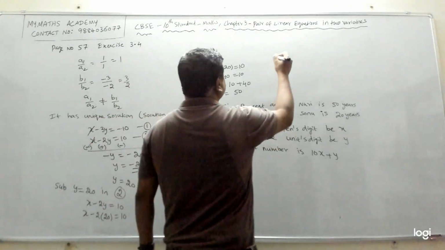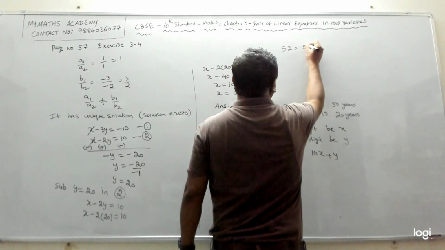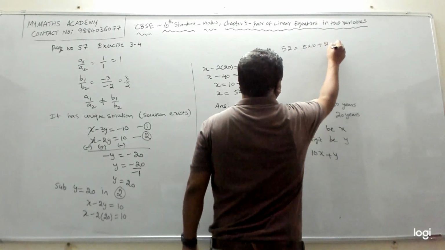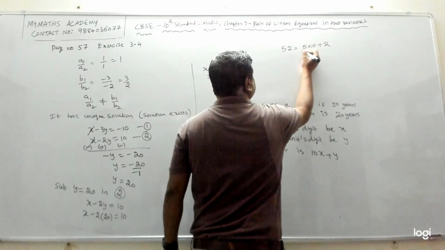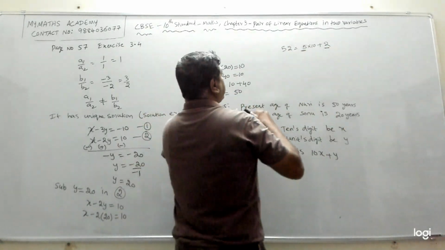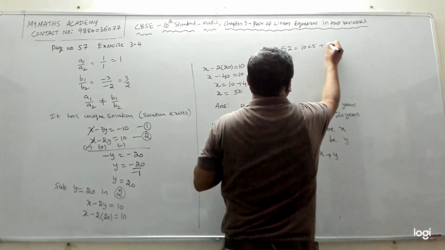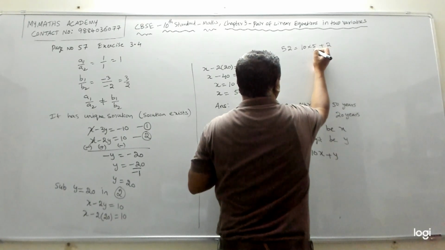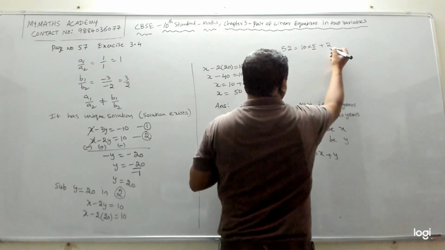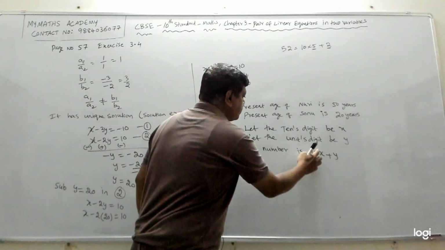Clear? So if the 2-digit number is, suppose, 52, this can be written as 5 into 10 plus 2, where 5 is the tens digit and 2 is the ones digit. Or you can write 10 into 5 plus 2, it doesn't matter. So this is your tens digit, this is your units digit.